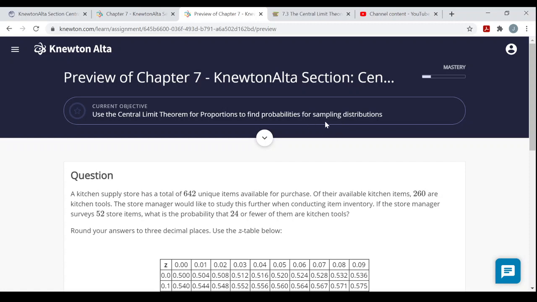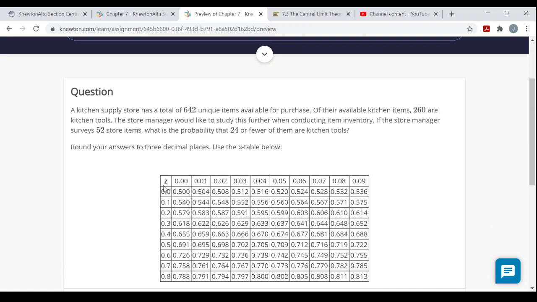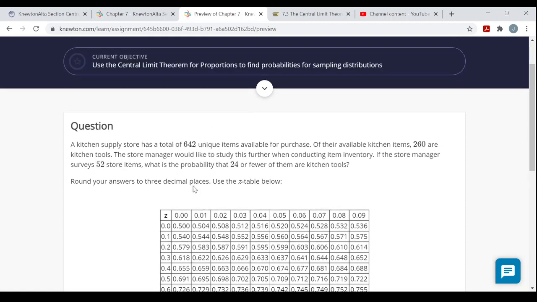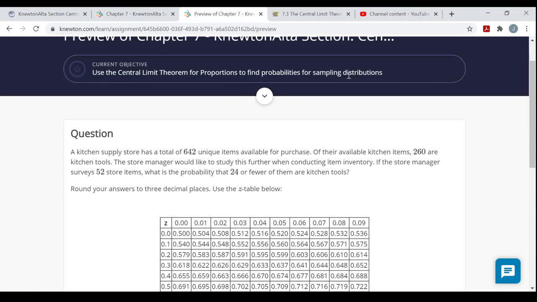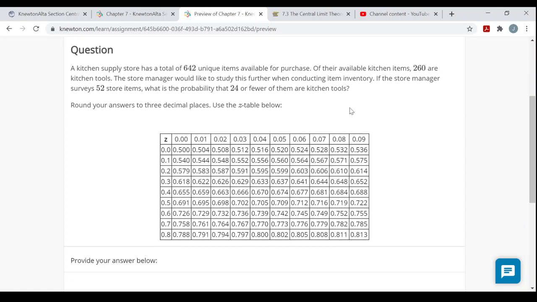Now, there's one objective where you're doing it with the tables, Z-scores and everything, where you're going to have to convert to Z-scores. And then there's another objective where you're doing the same thing using a calculator. And I'll show you how to do both right now, so that when we get to that objective, you've seen how to do it already. All right. So here, this question.